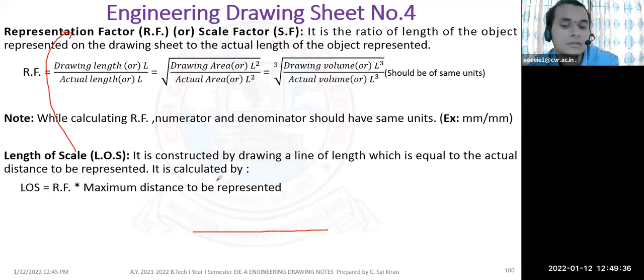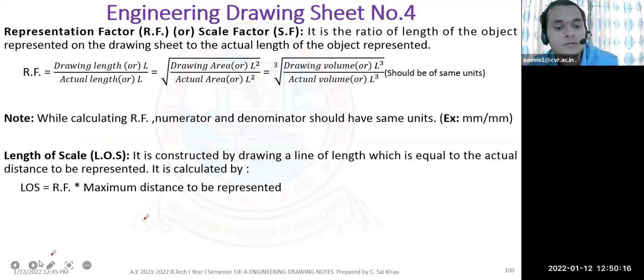Suppose the distance I have to represent is 100, and RF comes as 1 by 10. Then 1 by 10 into 100 becomes 10, so it will be 10 centimeters. Suppose the maximum distance is 100 centimeters and my representative factor is 1 by 10. Then it becomes 10 centimeters. Then I have to draw a 10 centimeter line. This 10 centimeter line will represent 100 centimeters based on the RF value.